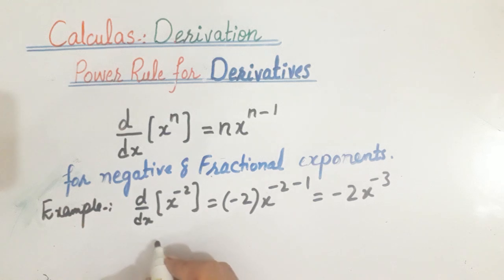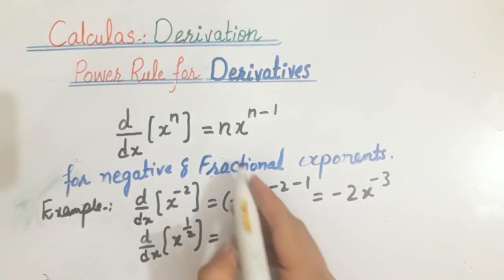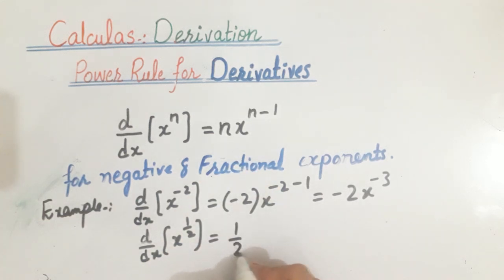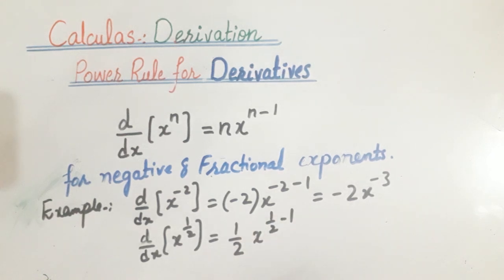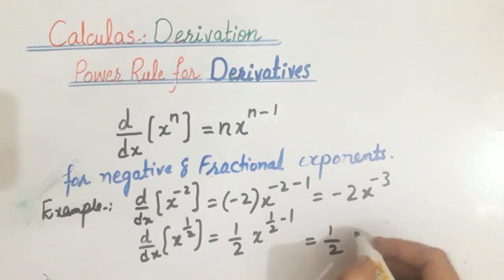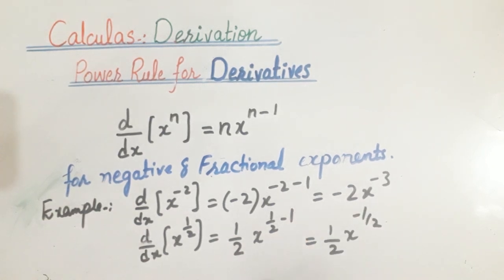And if you have this in the form of a fraction, like x raised to power 1 by 2, then how to differentiate this? Power in the start, meaning 1 by 2 in the start and x raised to power 1 by 2 minus 1. So this will be 1 by 2, and by taking the LCM, which is 2, 1 minus 2 will be minus 1 by 2. So x raised to power minus 1 by 2 will be the derivative of this.